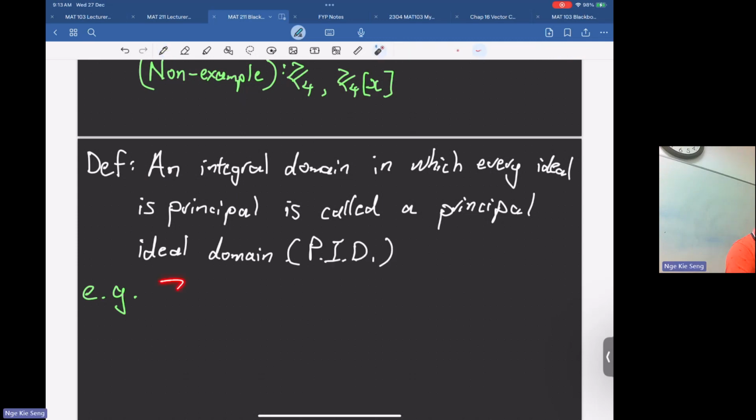Last time we talked about Z. Every subgroup is cyclic, for example, and every ideal is also a principal ideal, generated by the GCD of the numbers inside it. All the ideals in Z are generated by the GCD of the numbers inside the ideal. And who else has principal ideals always? For example, what?